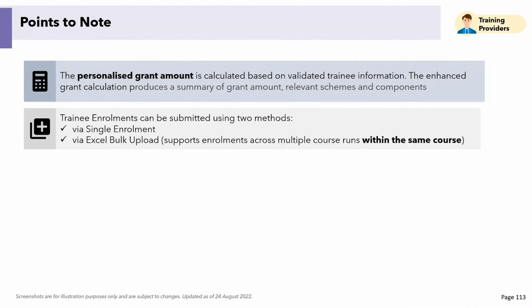Okay, we also looked at the two ways in which TPs can enter trainee enrollments. The first is single enrollment, where enrollments are created one at a time, but there will be instant validation and processing of your enrollment records. And we also just looked at the bulk upload, which is done via Excel. This method allows your user to submit enrollments for the same course across multiple course months. But take note that there is additional processing time, so the user choosing this method must ensure that the Excel records are well formatted so that they can successfully upload it.